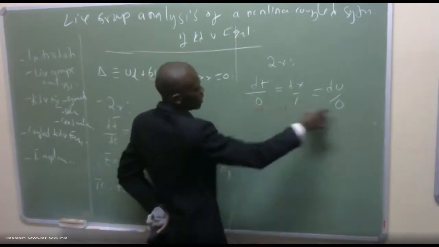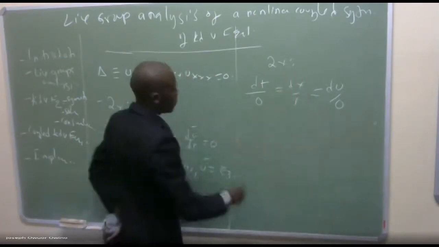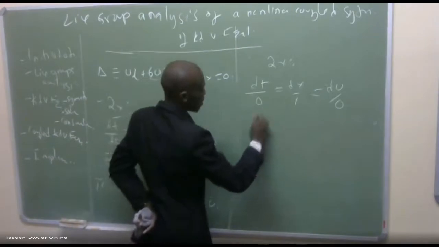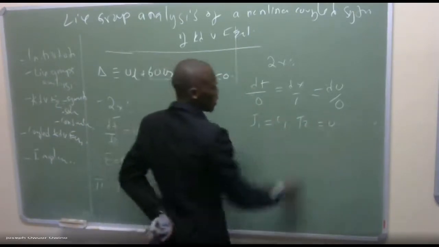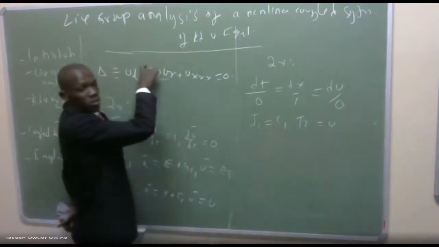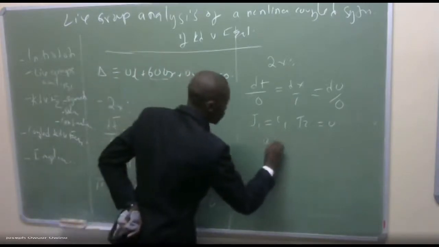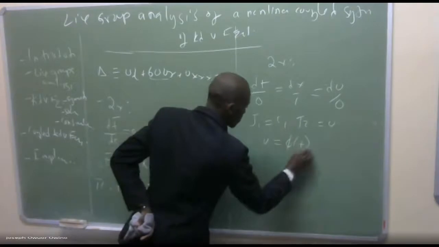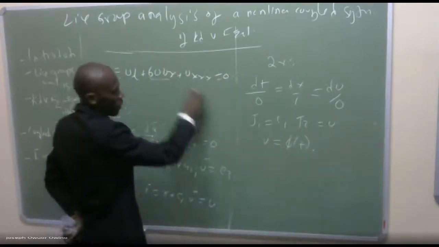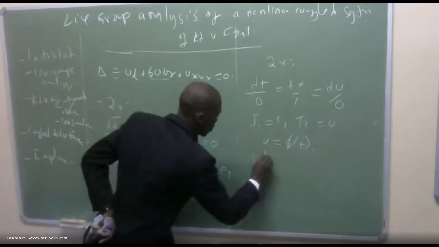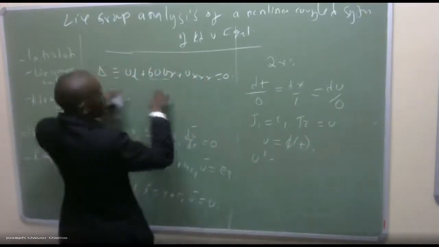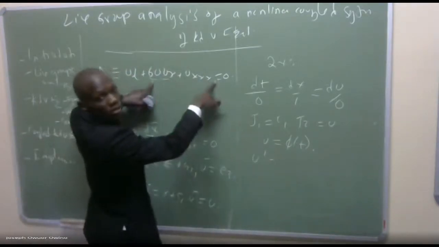Or you can separate this and take two at a time and solve. So you'll find two constants, J1 is t, and J2 is u. You know u is a function of t from the equation, so u as a function of t will be a solution of this. When you substitute this in the equation, you find that u bar, because there is no x, so all the x derivatives are 0.